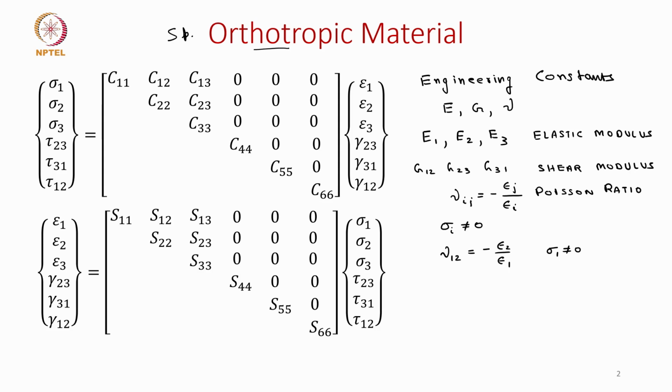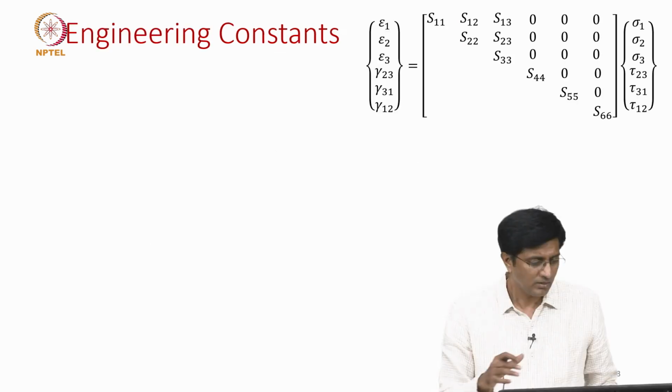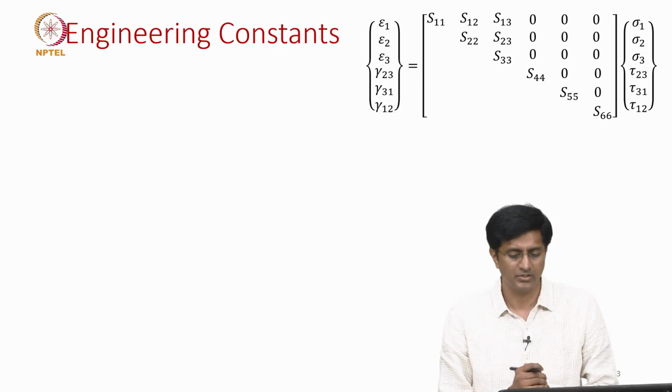Here there is one more point we need to add: nu 12 may not be the same as nu 21, because according to our definition they have different directions. For nu 12 we are talking about loads in direction 1, but when we say nu 21 we are talking about loads in direction 2. We will come back to this in a minute, but now let us proceed to see how we get these engineering constants.